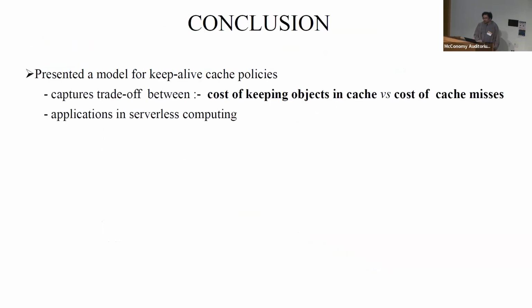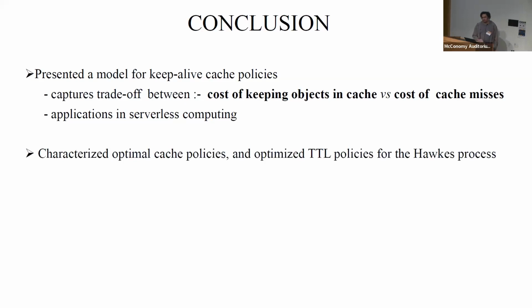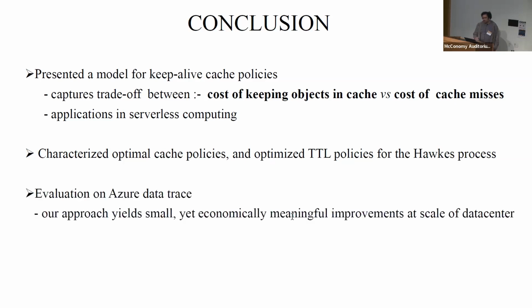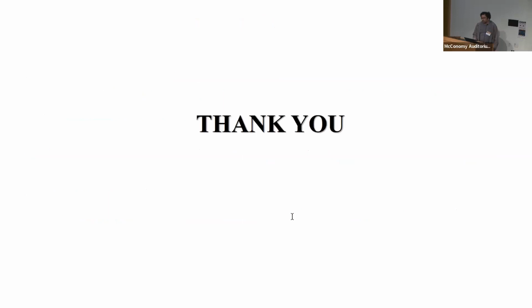So in conclusion, we presented a model for keep alive caches that captures the trade-off between the cost of keeping objects in the cache versus the cost of a cache miss. The applications of keep alive caches are in serverless computing. We discussed the optimal policy and optimized TTL policy in detail for the Hawkes process. And we looked at the performance of the optimal policy and the optimized TTL policy on the Azure data trace. We saw that it yields small, but yet meaningful improvements. So thank you.